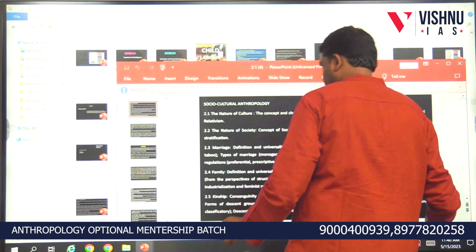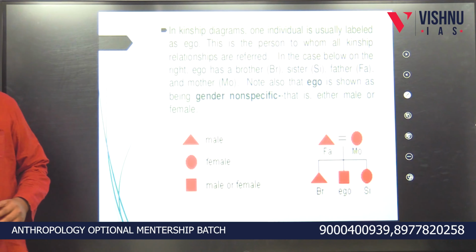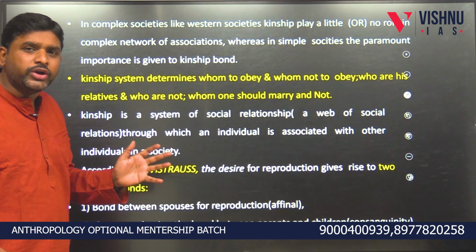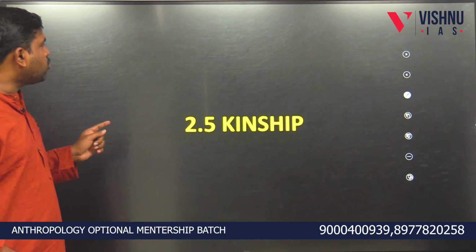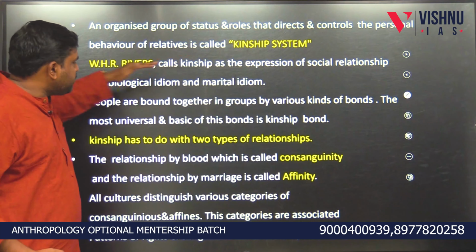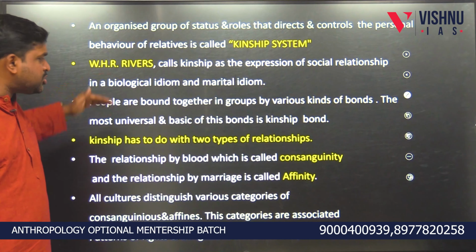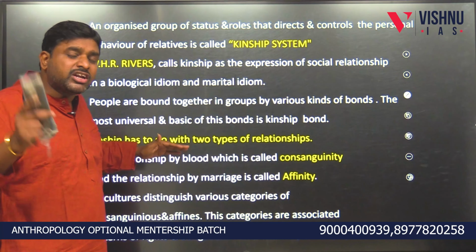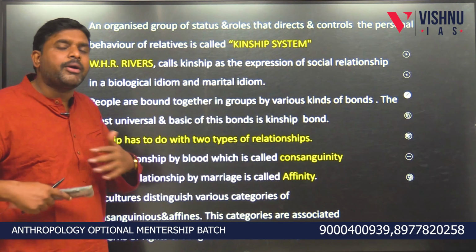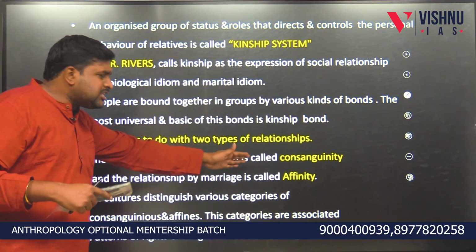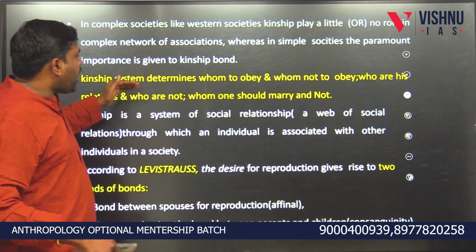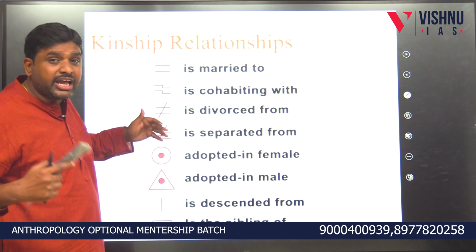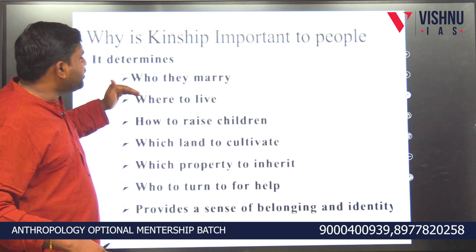See the notes in this way. Why? Because this is a very, very important and tough unit. That is the reason I am opening the notes here. Kinship: what is kinship? Who gave the definition of kinship? Anthropology optional is easy, but for the first time you have to get command. Once you get command, the subject will be very easy. Consanguinity, affinity, and some diagrams, like who is male, who is female, in diagrammatic expression of kinship relationships.